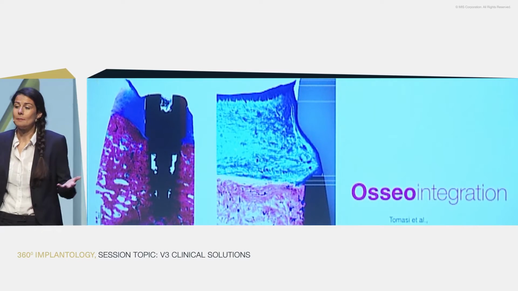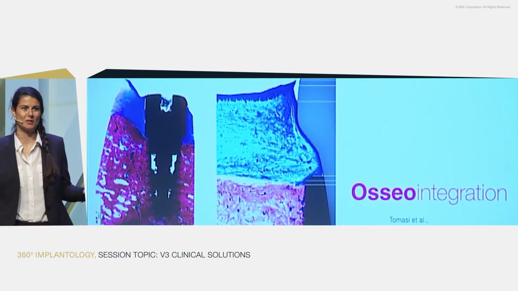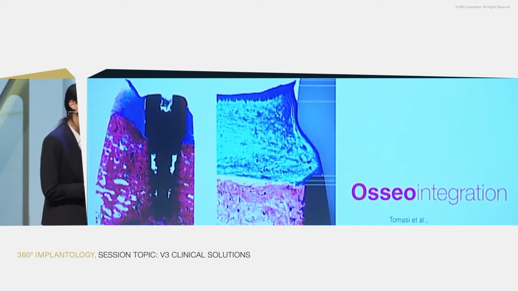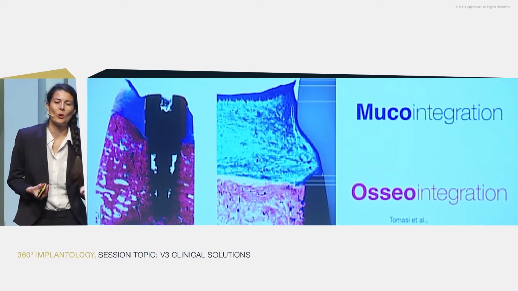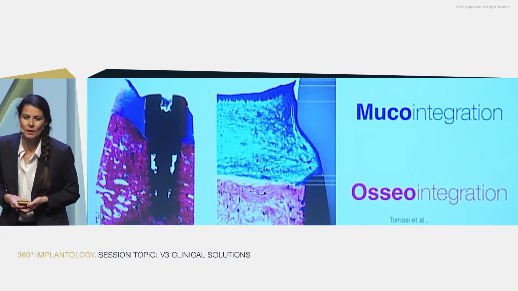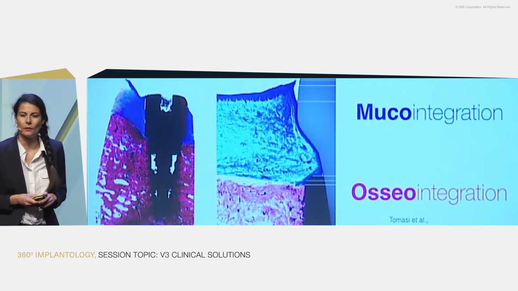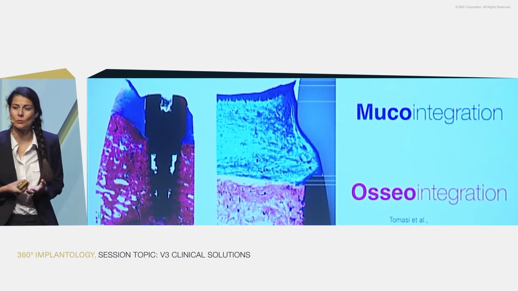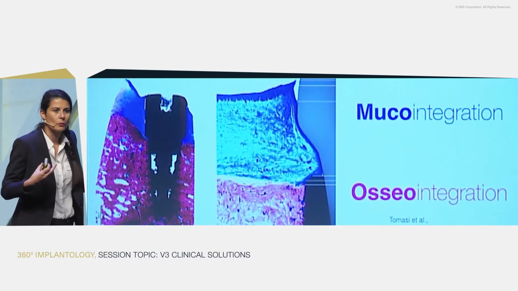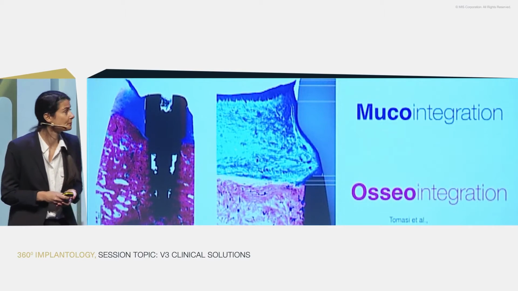So basically my goal today is not to talk about osseointegration. It's been 50 years or more that we're talking about that, but I would like to rather focus on what I would call the mucointegration, the integration of the peri-implant soft tissues. This is actually a very important aspect of the implant restoration, because it's really the sealing. This is the barrier between the bone that is sterile, and the oral cavity that is full of bacteria.